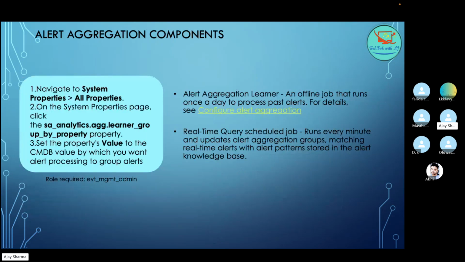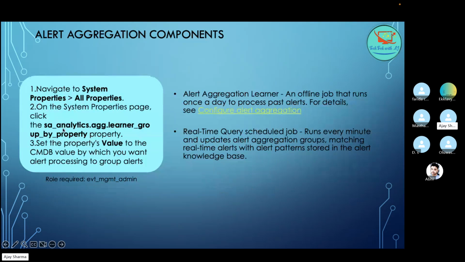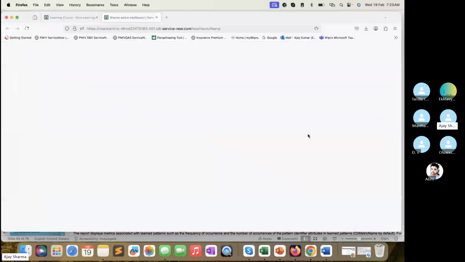So these are some of the properties which you enable for the alert aggregation components. One is, you have to navigate to the system properties and check whether this particular property is enabled or not. The SA analytics aggregate learner group property sets the value of the CMDB for alert processing. The alert aggregation learner is an offline job that runs once a day to process past alerts. For details you can see the real-time query jobs. I think I can showcase this one. So the properties are here.